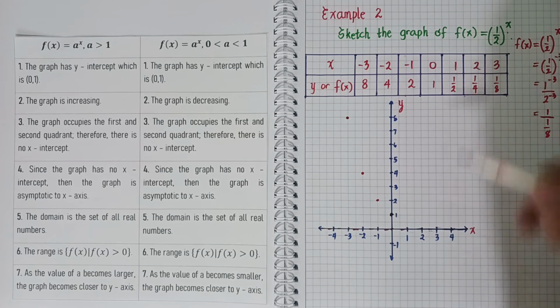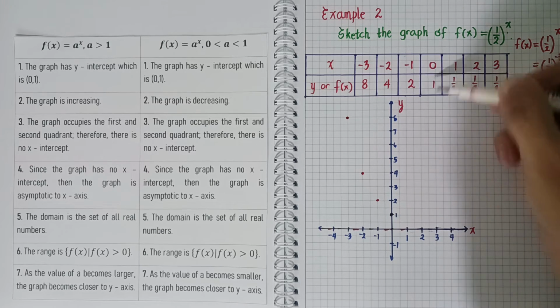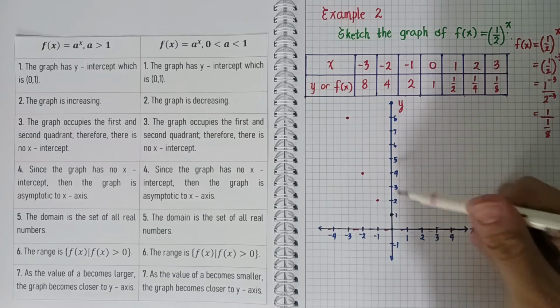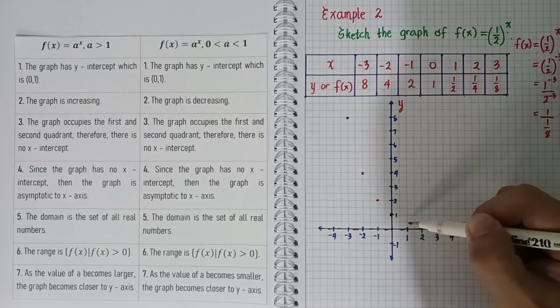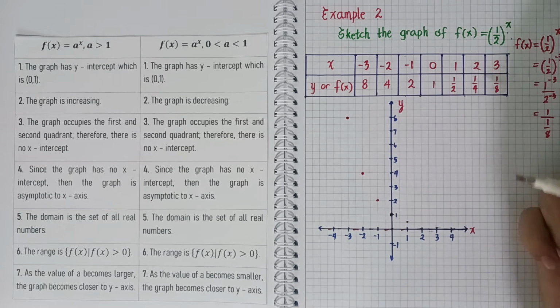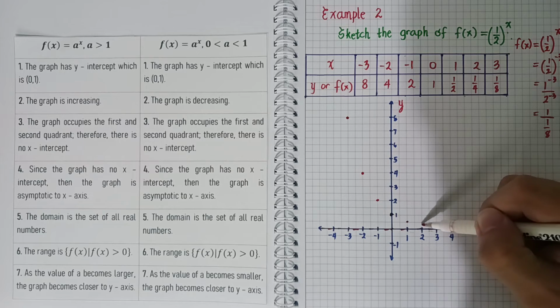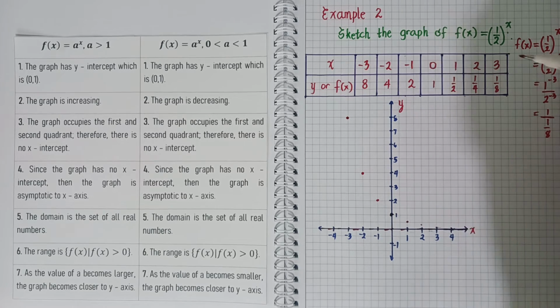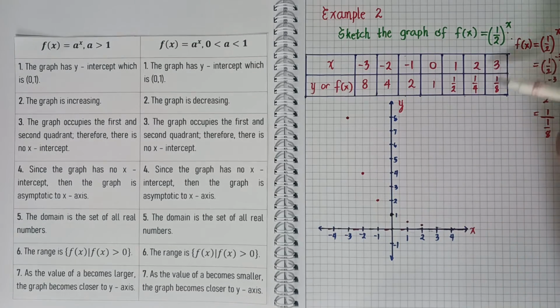May value pa ba? I mean, yung x natin 0. Yung y natin ay is equal to 1. And then 1 and 1 half. So, your x is 1. Ito yun. Your y is 1 half. Nandito yun. Yan. And then your x is 2. Your y is 1/4. So, approximate. Nandito siya. And then, your x is 3. Your y is 1/8.